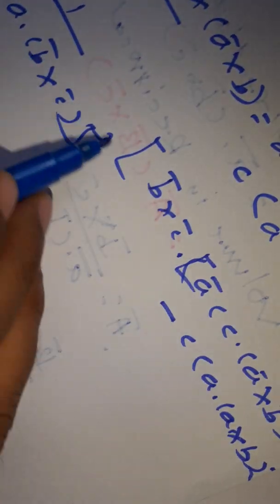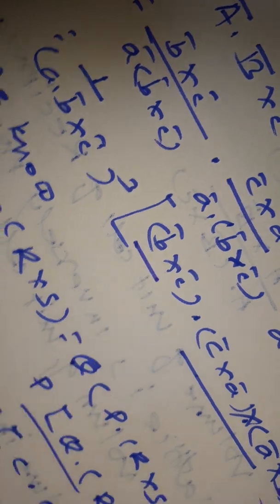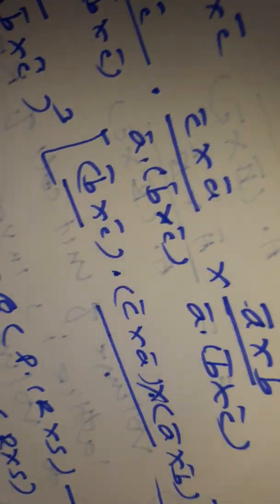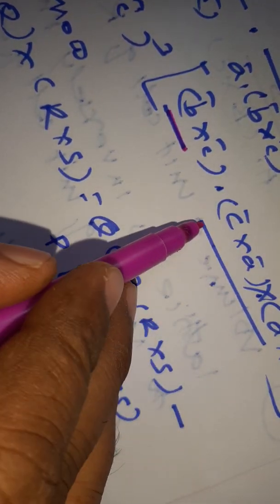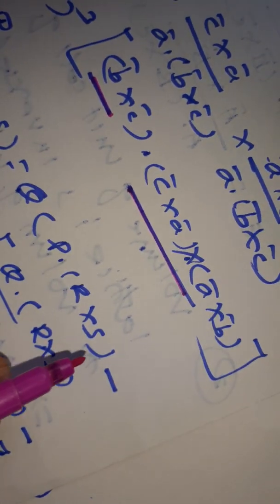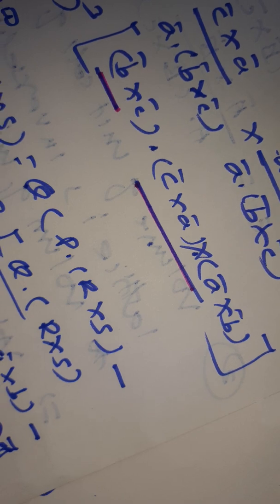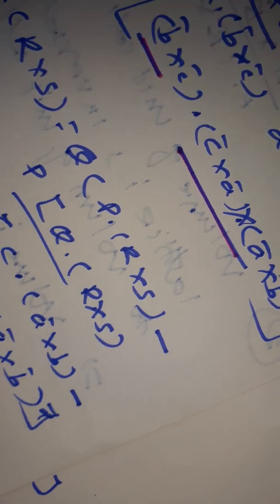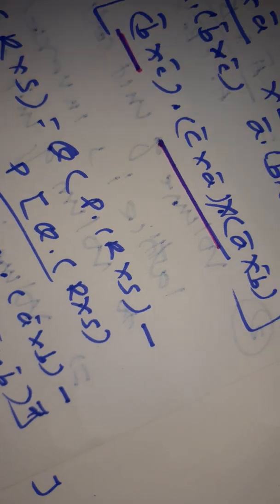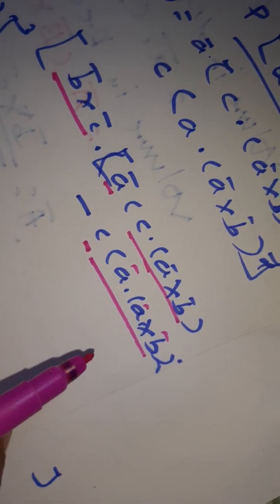So here B bar cross C bar is retained the same, so only replace the term C bar cross A bar cross A bar cross B bar by this term. So we got the A bar dot C dot A cross B minus C A dot A cross B, A dot A cross B.